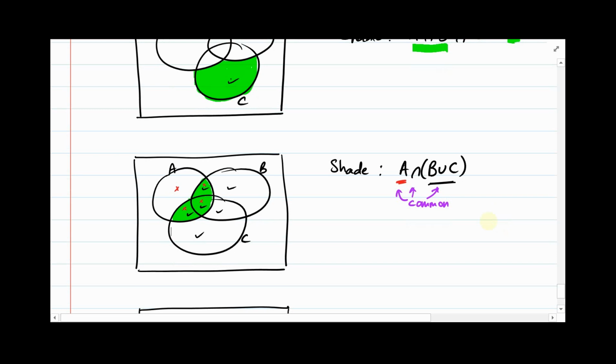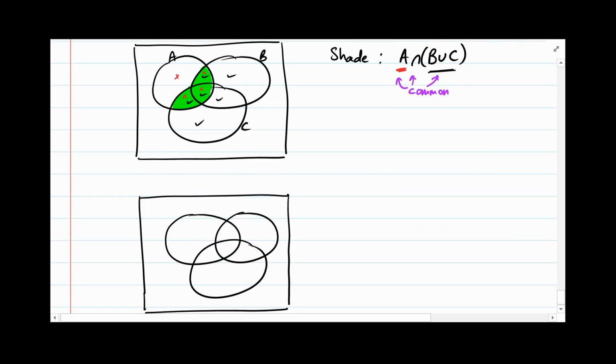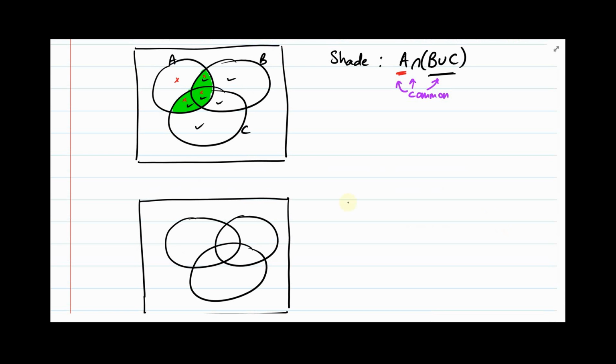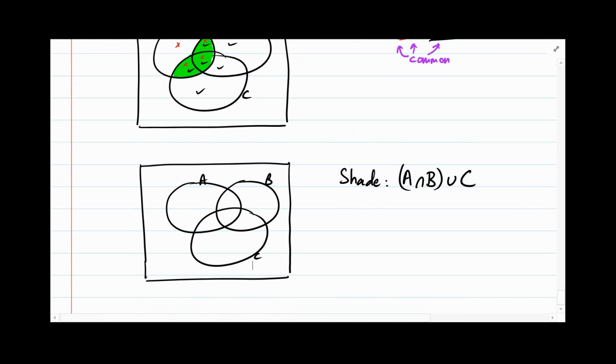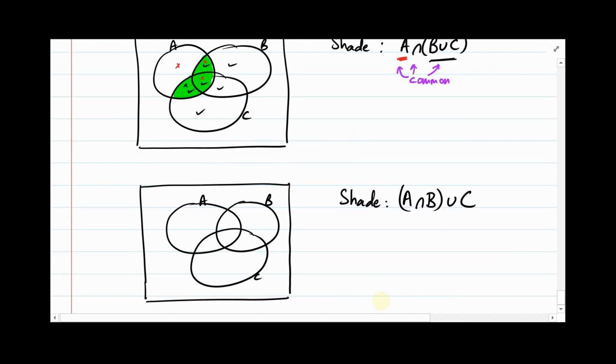All right, let's see something else. Suppose instead of putting in the brackets where I had them, I now change the order of the brackets and wrote it as A intersected with B union C. So A, B, and C are my sets. Let's see what you would come up with.